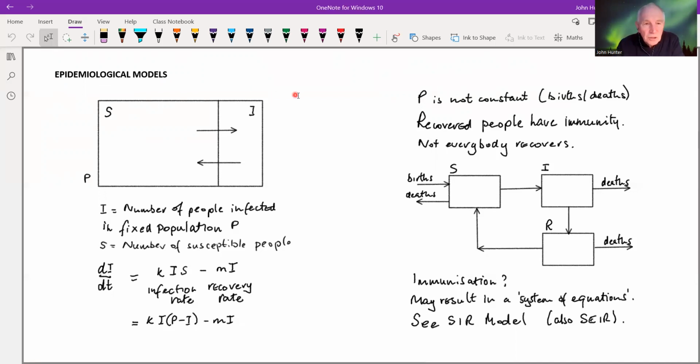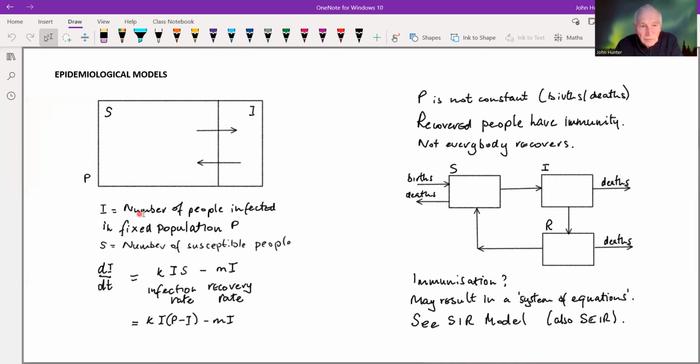So if we can imagine this sort of model where we've got a fixed population of people, of whom people are either susceptible or they're infected. This is a simple model here. We're assuming, in the simple model, that susceptible people get infected as a result of some contact with infected people, and then after a while they're not infected and they go back into this pool of susceptible people.